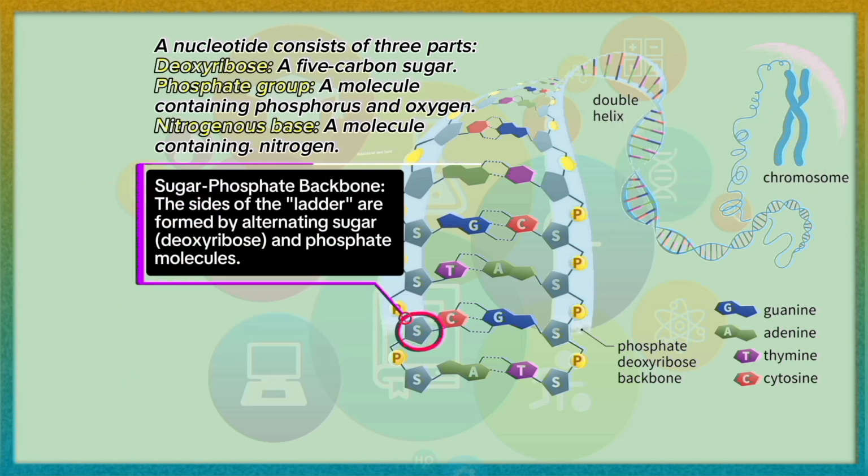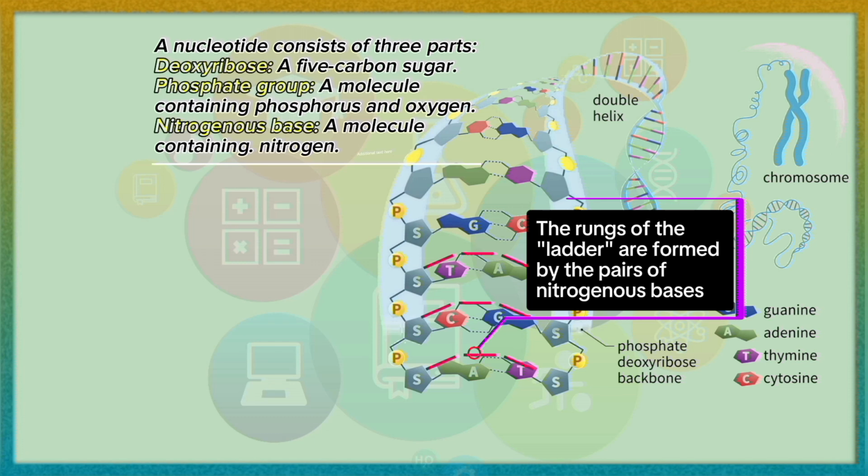The sides of the ladder are formed by alternating sugar deoxyribose and phosphate molecules. The rungs of the ladder are formed by the pairs of nitrogenous bases.